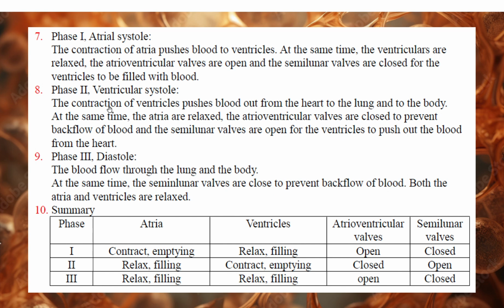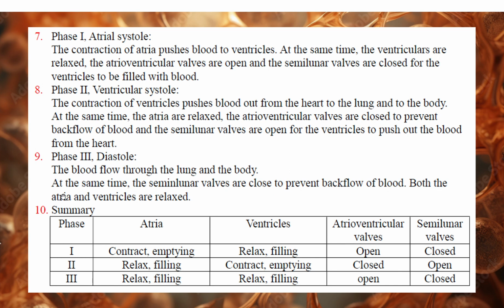Second phase, ventricular systole. The contraction of the ventricle pushes blood out from the heart to the lung and to the body. At the same time, the atria are relaxed. The atrioventricular valves are closed to prevent backflow of blood, and the semilunar valves are open for the ventricle to push the blood from the heart. The blood flows through the lung and the body.